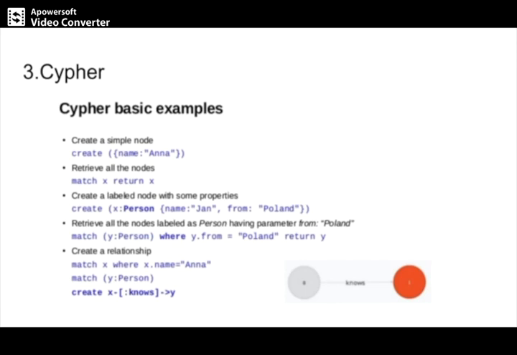Retrieve all the nodes labeled as person having parameter from Poland. Okay, so match y person. Y is the identifier, person is the label. Where y dot from, that is the property. Y dot from has the value Poland, and return y. Because you're returning all the nodes which have the property that the person is from Poland. All right. Let's jump into the last example.